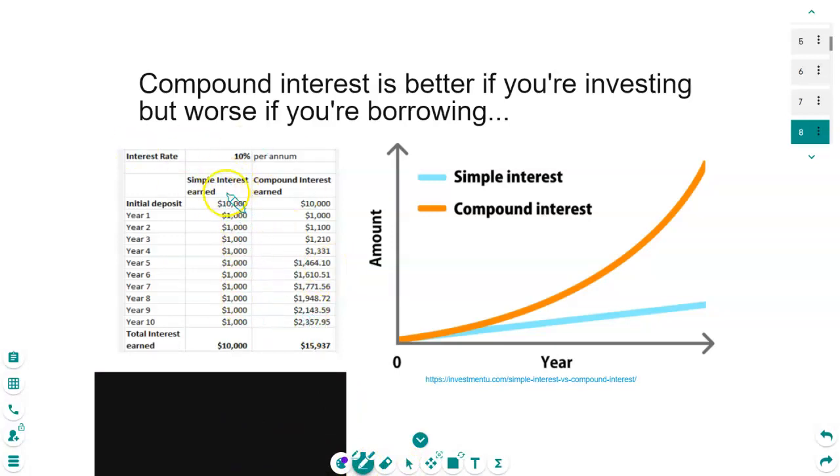So look, if someone had a simple interest account at the end of 10 years at 10% per year, they're earning just $10,000. Whereas compound interest, they're earning like 50% more, right? So again, compound interest is better if you're investing, but worse if you're borrowing. Look at that. The amount goes right up. Whereas simple interest is just that flat rate. You're paying that constant amount every year. It's a lot nicer to budget for. Okay.